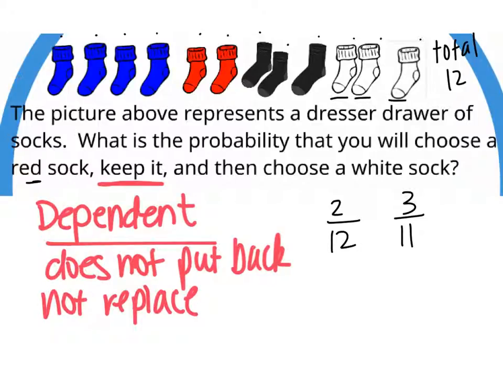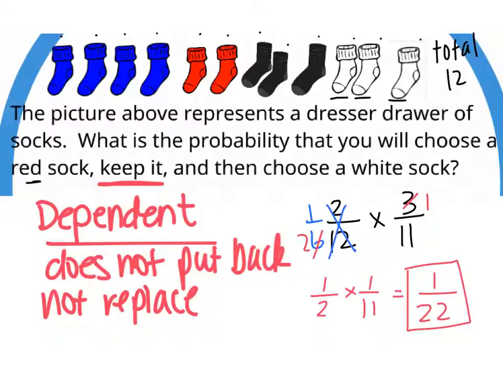So again, between multiple events, we multiply. I'm going to simplify this down and change this to 1/6. And because of the change over here, I can cross simplify. 3 goes into 3 once, it goes into 6 twice. So I'm going to rewrite this. I have 1/2 times 1/11, which is 1/22.